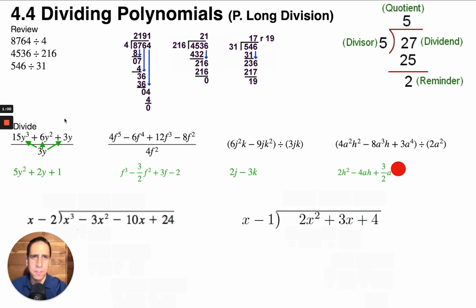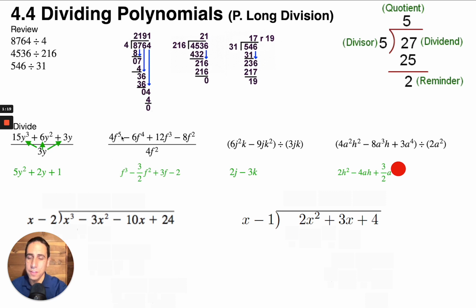If the divisor is just a monomial like 3y, then you can just divide each of the terms in the numerator by that 3y. So 15y cubed divided by 3y is 5y squared. 6y squared divided by 3y is 2y. And 3y divided by 3y is 1.